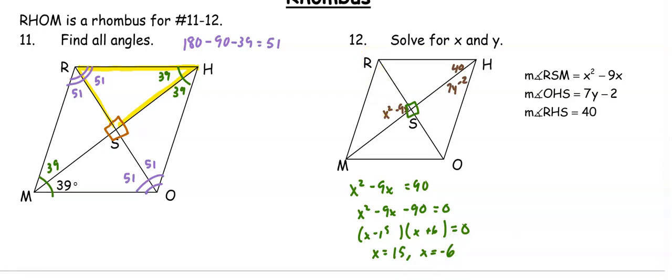To solve for y, remember that the diagonal is bisecting the angles. So we would have 7y minus 2 is equal to 40. So 7y is equal to 42, and we divide, y is 6.